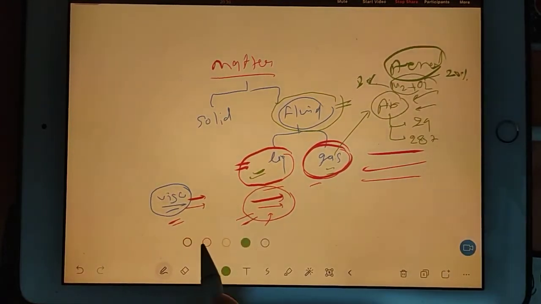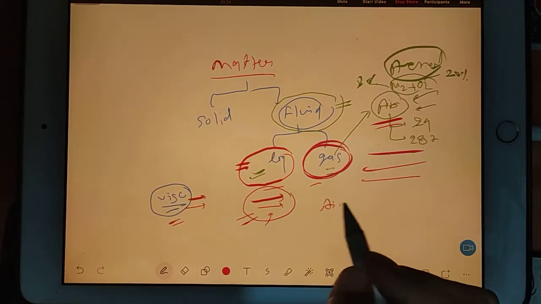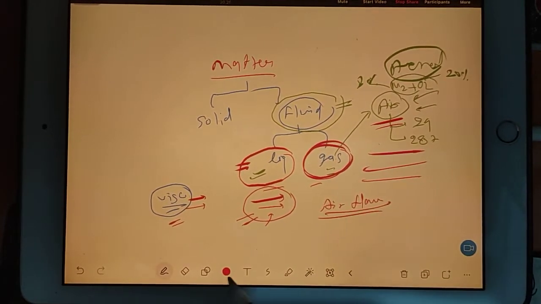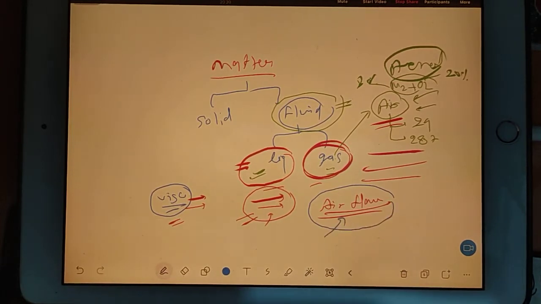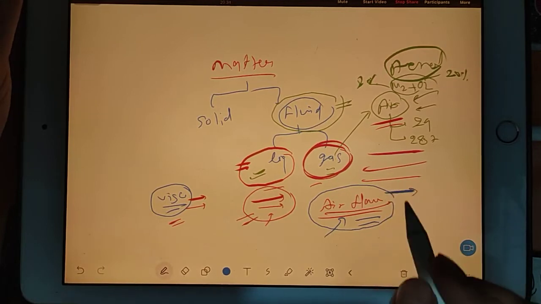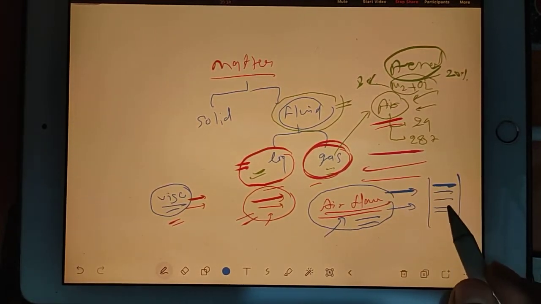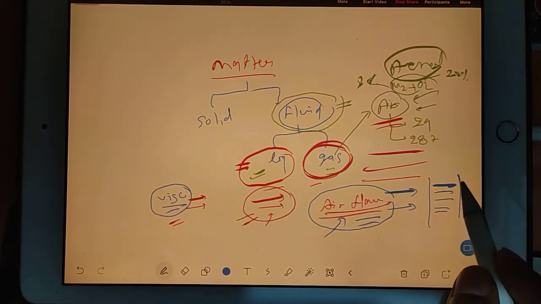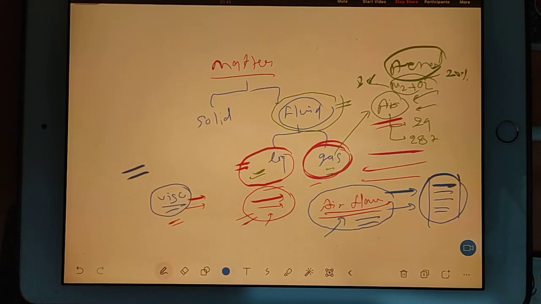Okay. Now see, when you talk about air flow, then viscosity will come into the picture. Now, if air is flowing, then after some distance, air will stop. So why will it stop? Because of viscosity. I hope you are clear with viscosity. What is viscosity? Is it clear?